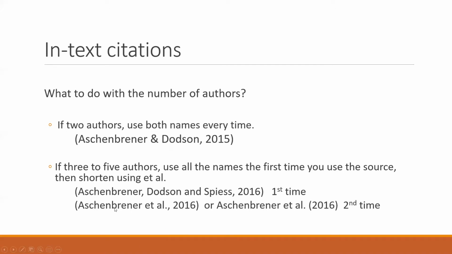Aschenbrenner, and then we're going to add the et al, meaning and others, and then provide the year of publication, 2016. That's going to be for the 2nd time, the 3rd time, the 5th time, so forth, right? So again, listing all the names when we have 3 to 5 authors the first time, and then the 2nd time, if we're going to cite that source again, first author's name, et al, and then the year.